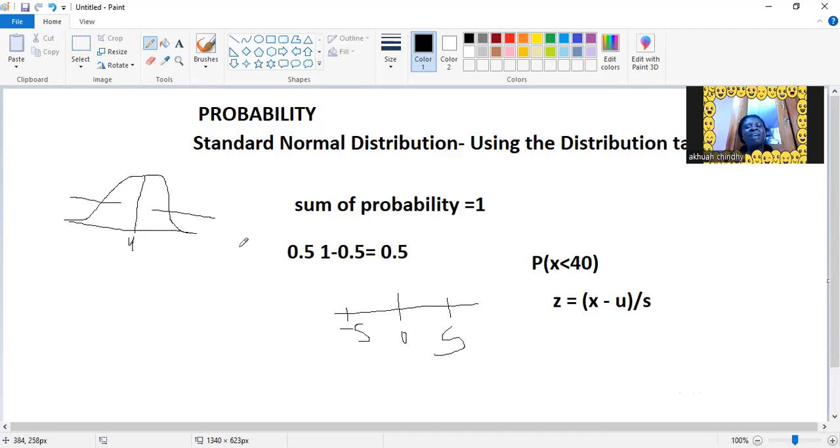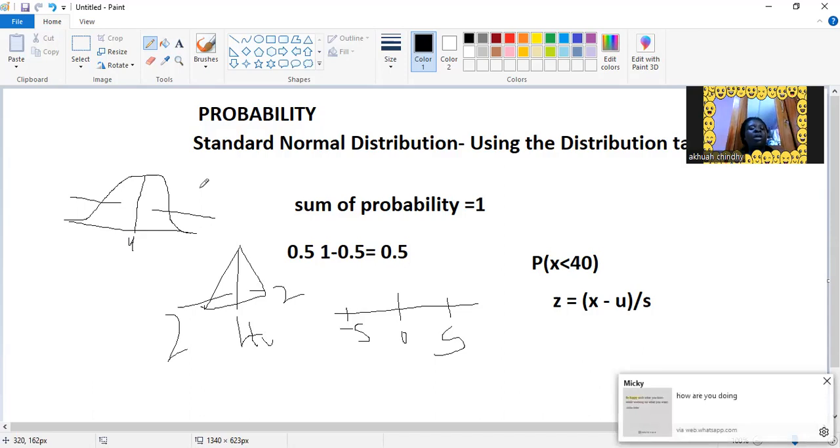It's like you having a triangle, then you are told that the length here is 4 centimeters. If we divide this side into two, it means that this side is 2, and this side is also 2, right? In the same way with the normal distribution, the left hand side is equal to the right hand side. So it's symmetric about the mean. If we turn it this way, this side is equal to this side, but this side is the negative side and this side is the positive side.